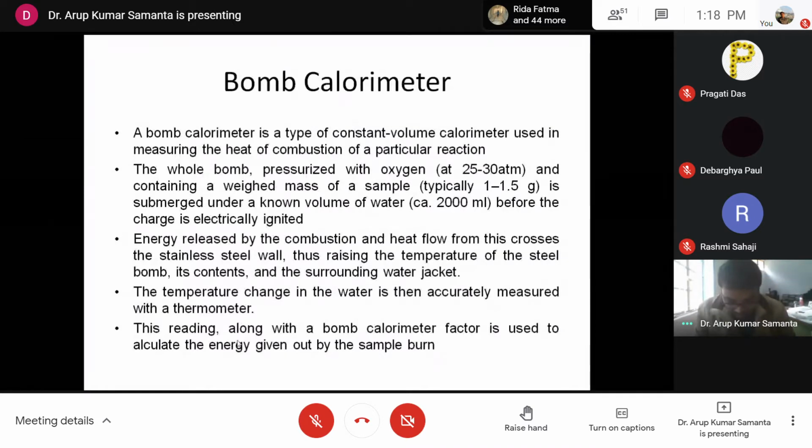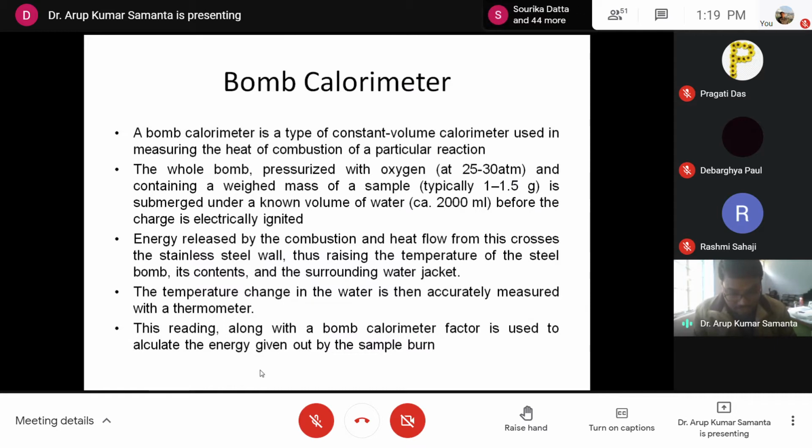This reading, along with the bomb calorimeter factor, or what you can say the water equivalent of the bomb calorimeter, is used to calculate the energy given by the particular samples, the feed samples. That is nothing but the gross energy content of the feed samples.